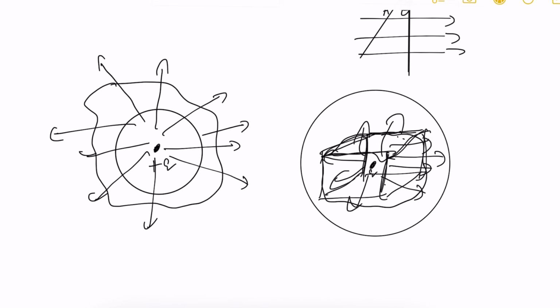So what is the concept here? So this is an irregular surface, and this is the regular shape.